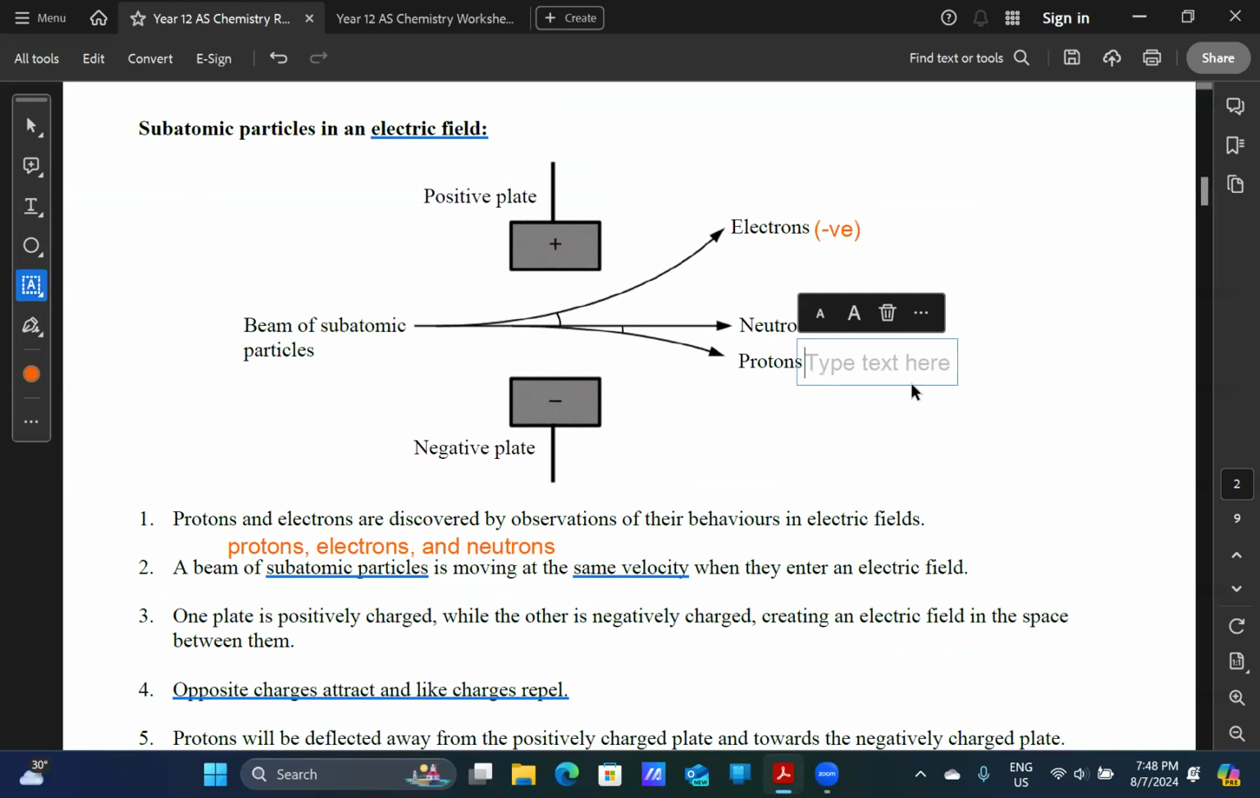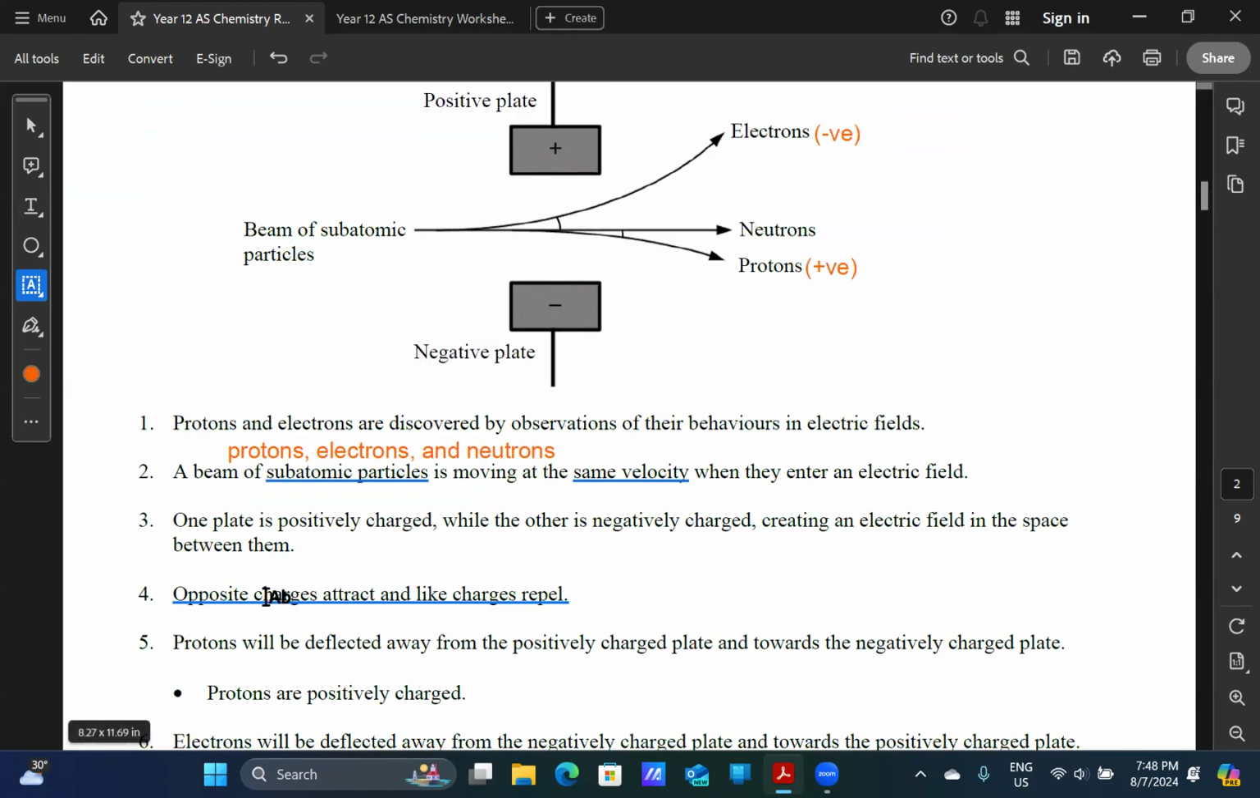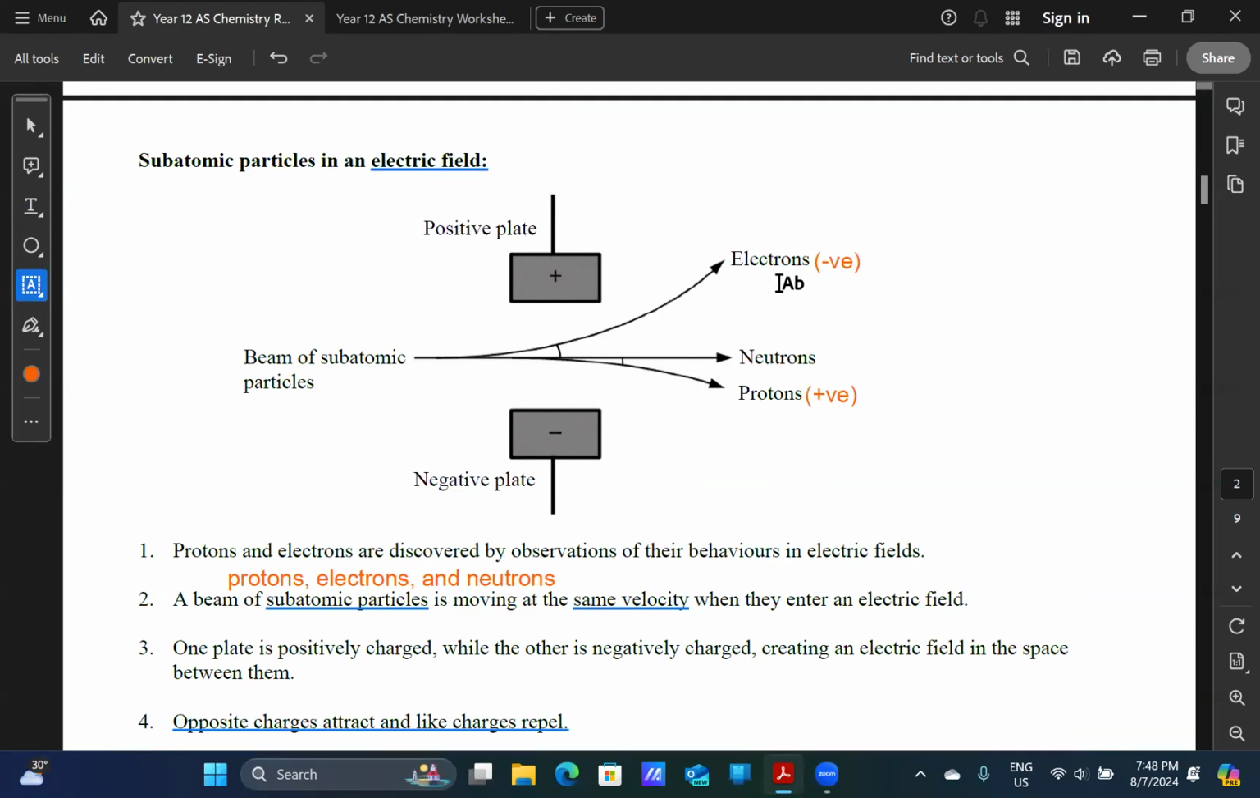However, protons are positively charged. If you look at statement number 4 here, opposite charges attract and like charges repel. You will see that electrons carry negative charge. The negative charge is opposite to the positive plate, so opposite charges attract. However, protons carry positive charge. The positive charge is attracted to the negative plate. That's why proton is deflected toward the negative plate instead of the positive plate.